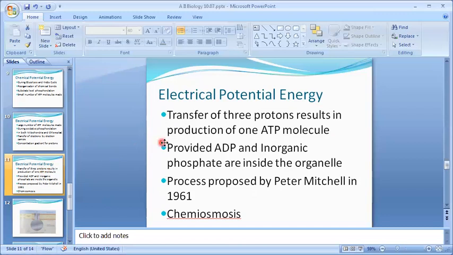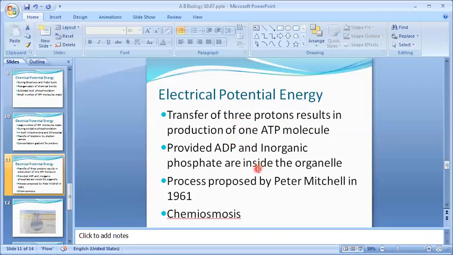Generally, it is believed that when there is a transfer of 3 protons, that results in the production of 1 ATP molecule. But once again, it depends on whether ATP and inorganic phosphate are present inside the organelle. When 3 protons are transferred from the intermembranous space into the matrix, then 1 ATP molecule is made.